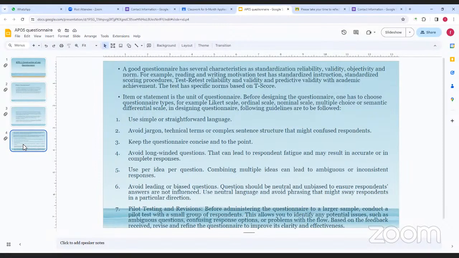Use one idea per question. Combining multiple ideas can lead to ambiguous or inconsistent responses. Avoid leading or biased questions. Questions should be neutral and unbiased to ensure respondents' answers are not influenced. Use natural language and avoid phrasing that might sway respondents in a particular direction.